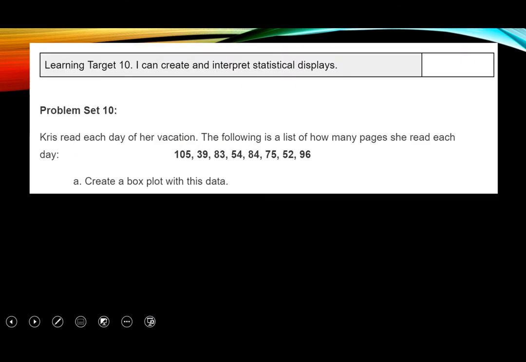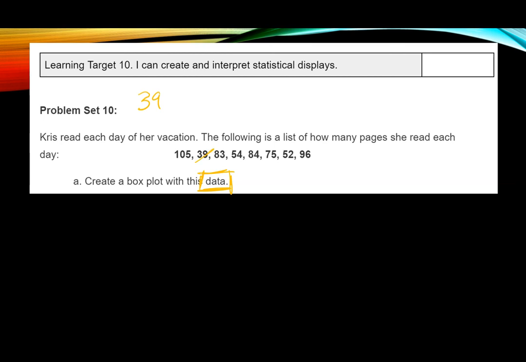All right, now we're looking at learning target 10. I can create and interpret statistical displays. So here's our statistical display. It's also known as a data set. And so here I'm just going to go ahead and start by lining it up from least to greatest because that'll help out big time.